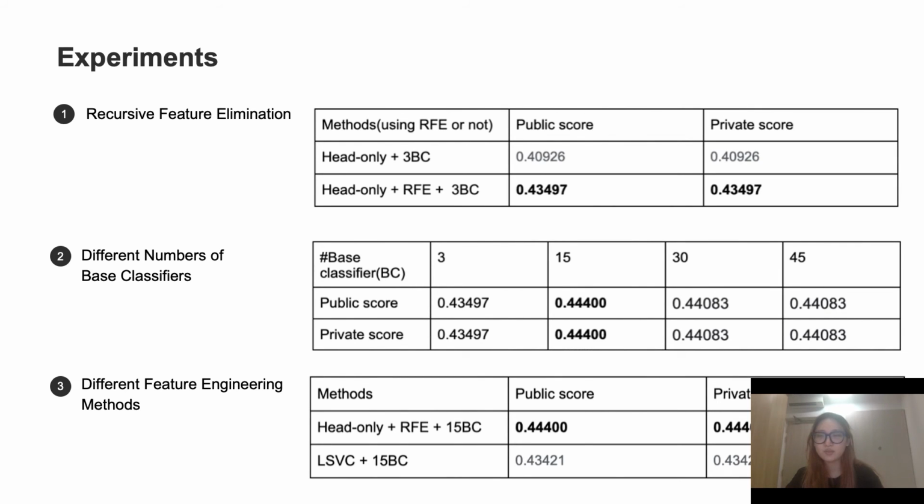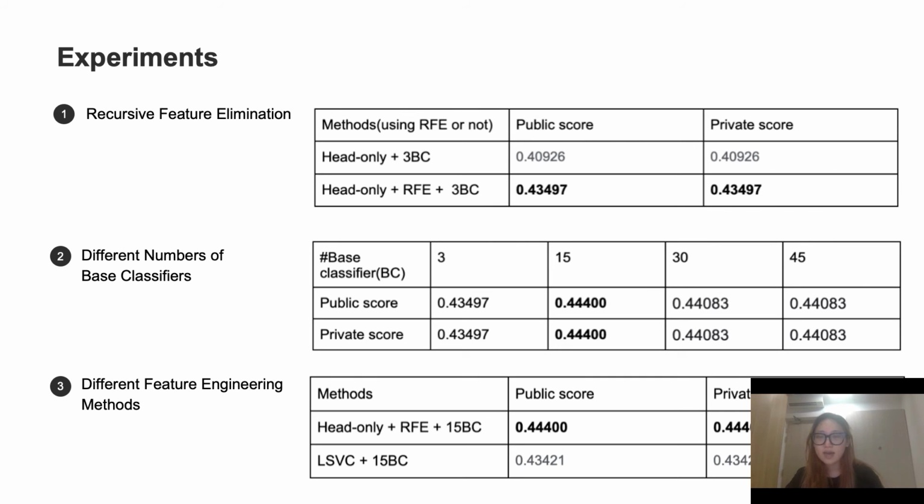Firstly, we investigated into the head-only feature engineering method. Our default configuration employed 1 voting classifier with 3 base classifiers, without feature elimination. And based on this default configuration, we also evaluated the application of RFE to select the 100 most important features out of 154 features. From the first table, we can see that the score increased a lot from 0.40926 to 0.43497, which means that RFE really helps to simplify the model and enhance the generalization ability of the model.